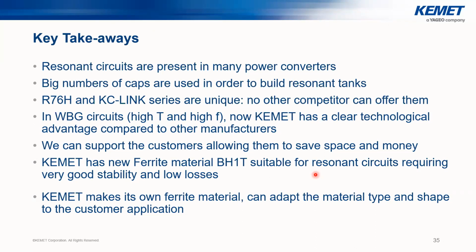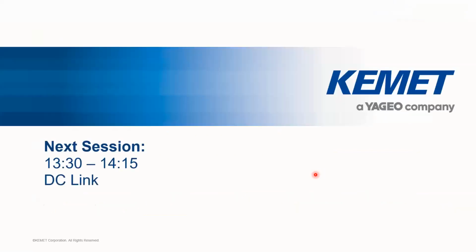KEMET has the new ferrite material BH1T, which is very suitable for resonant circuits requiring very good stability and low losses. And KEMET makes its own ferrite material, so we can adapt the material type and shape to reach the required customer application. And with this, I will end my presentation, and I'm open for questions.